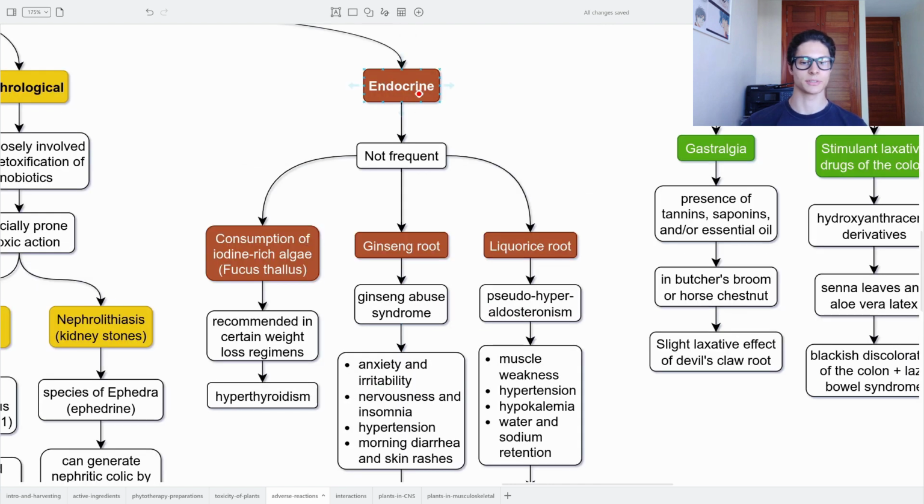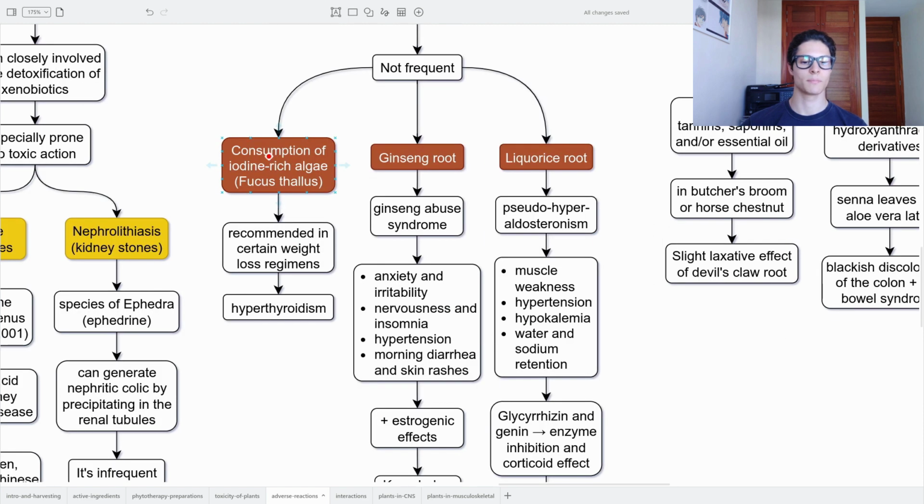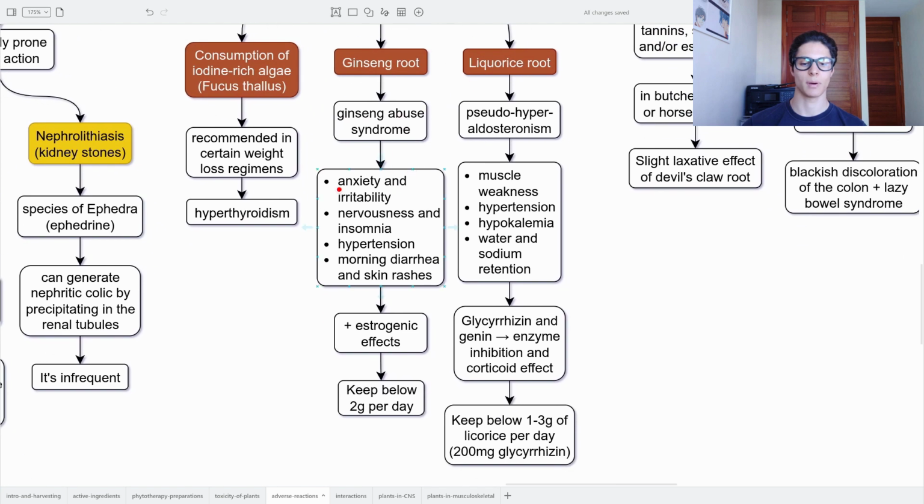And then endocrine system. So these adverse reactions are not very frequent, but they can occur because of the consumption of iodine-rich algae, such as Fucus thallus, and it was recommended in certain weight loss regimens, and this can give hyperthyroidism. Ginseng root, the ginseng abuse syndrome, which is formed by anxiety and irritability, nervousness and insomnia, hypertension, and morning diarrhea with skin rashes, very pleasant.